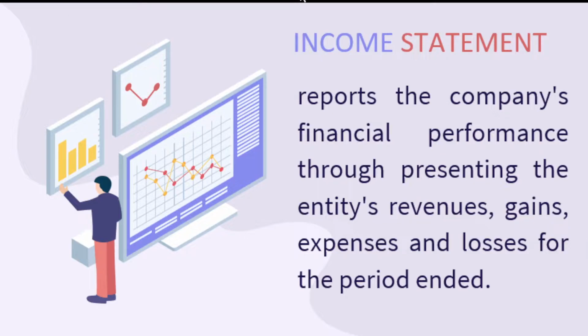From the name itself, income statement, it reports the company's financial performance by presenting the entity's revenues, gains, expenses, and losses for the period ended. By the way, this definition is from International Accounting Standard 1. If you see it from the name itself, income, it shows the performance of the company in the financial sense. What is shown in the income statement? It will present the revenues, the gains, the expenses, and the losses for the period ended.